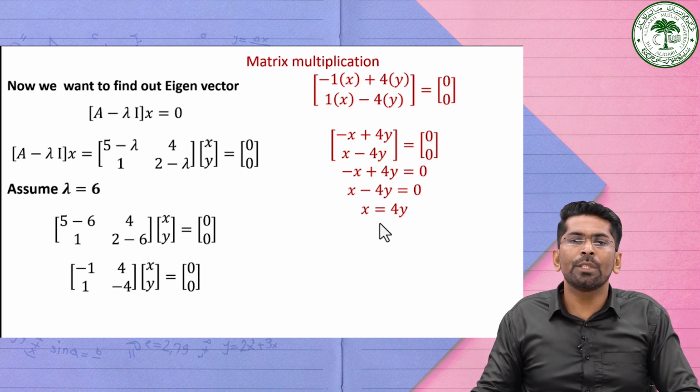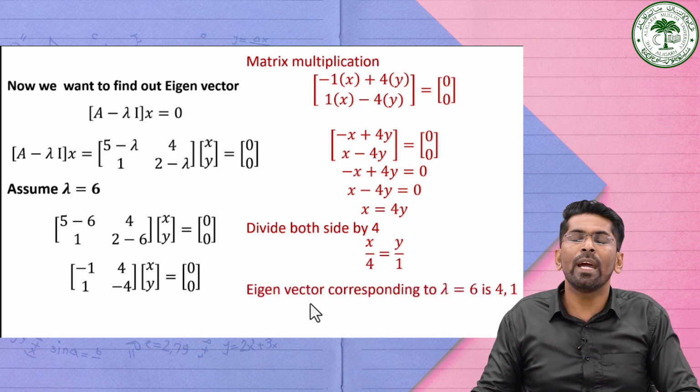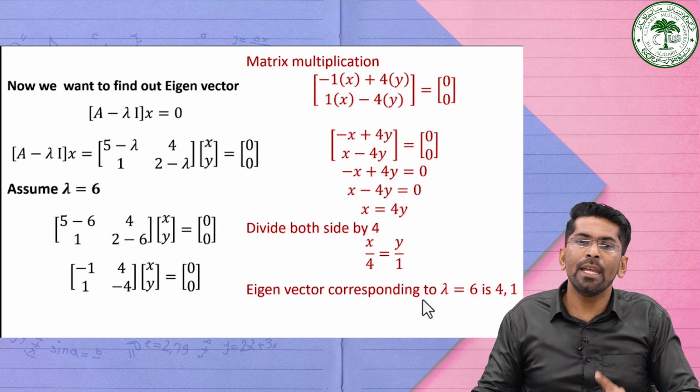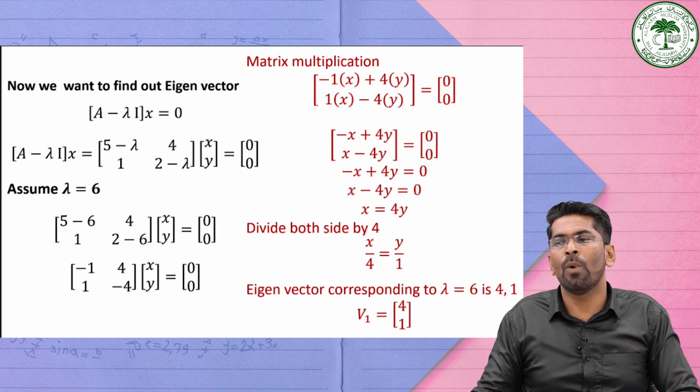Dividing both sides of the equation by 4, we get x by 4 is equal to y, that is, 4 by 1. I am writing the coefficient in the denominator side. So the coefficient of x is 4 and of y is 1, and this 4 and 1 is nothing but the eigenvector corresponding to the eigenvalue lambda equal to 6. We can write the eigenvector v1 which is equal to 4 and 1.